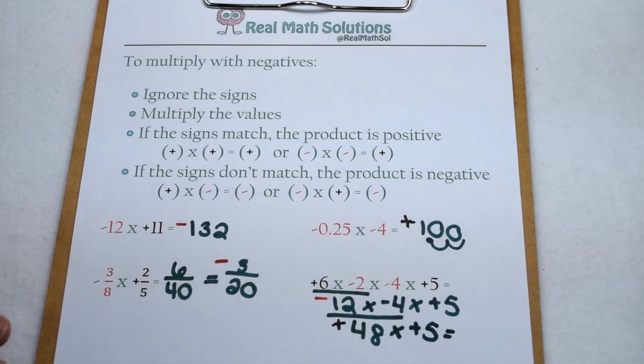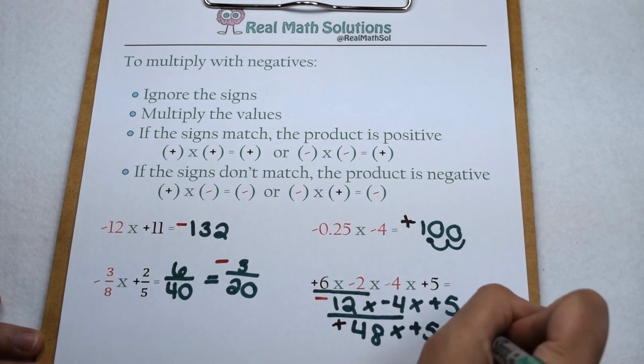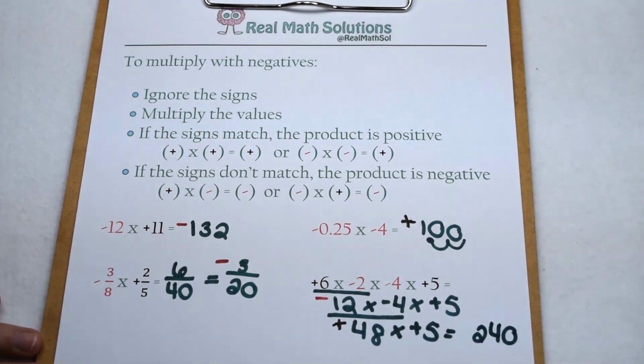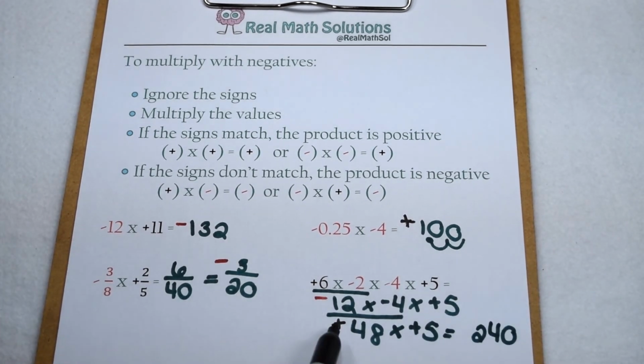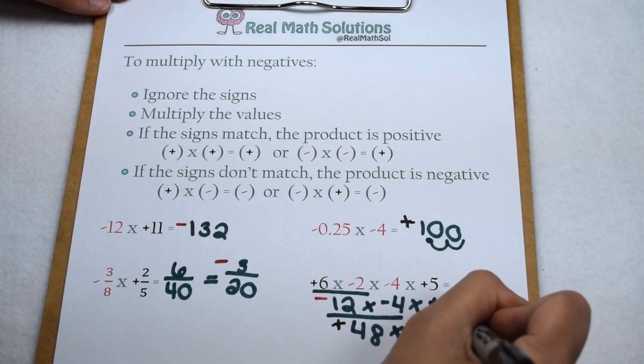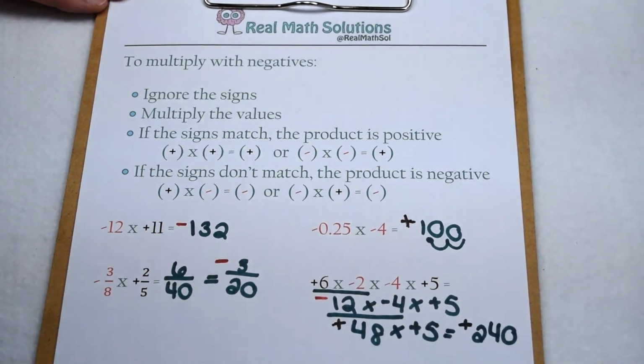Since those are my last 2 values, I can simply multiply 48 times 5. 48 times 5 gives me 240. Since my signs match, a positive times a positive, that tells me my final product is going to be a positive 240.